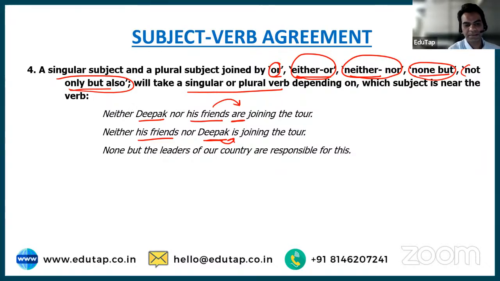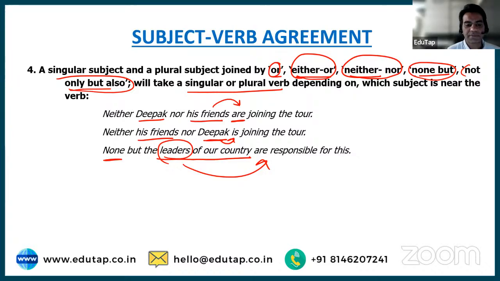Another example: none but the leaders of our country. Yes, guys, none but the leaders of our country are responsible for this. The noun which is closest to the verb is "country", that is the object of "of", but the subject is "leaders" here. So why have we used "are"? None but the leaders of our country are responsible.